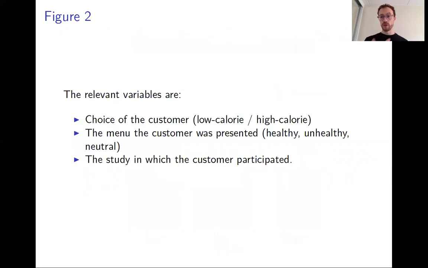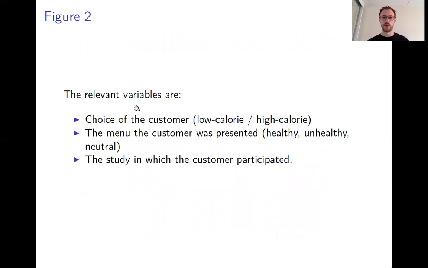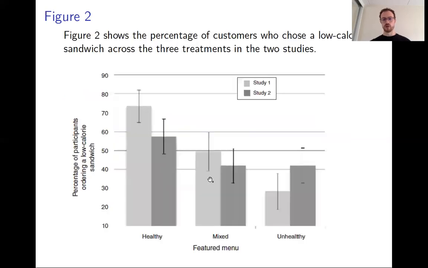So we need the relevant variables, of course, to know for each customer whether or not they chose a low-calorie or high-calorie sandwich, because this is going to be the y dimension here. We need to know the menu that the customer was presented. Was it a healthy, an unhealthy, or a neutral menu? We need to know, did the customer participate in study 1 or in study 2?